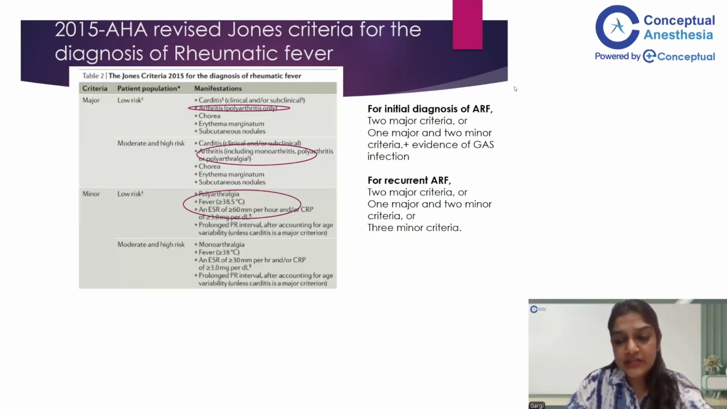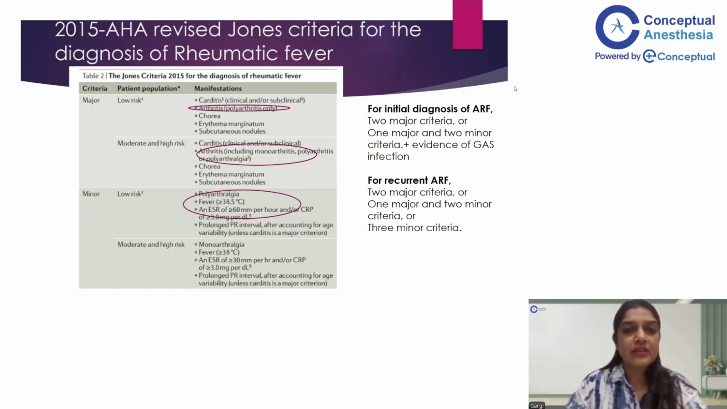Generally, we say that the diagnosis of acute rheumatic fever requires the presence of two major criteria or one major criterion and two minor criteria. Now, in 2015, the American Heart Association revised these guidelines. There is not much change in it, but what they did is divide the population into two groups: a low risk population and a moderate to high risk population. We will see what it means.